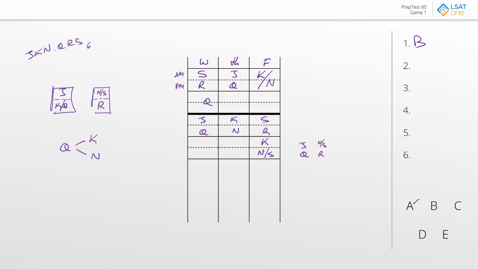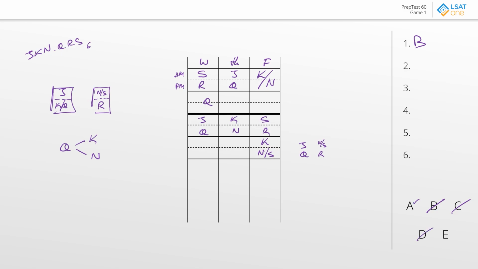Answer choice B, N is on Thursday afternoon. And actually, no, I guess that can't happen because either N is going to be over here with K on Friday, or alternatively, N is going to be in the morning with R, but it's never going to be on Thursday afternoon. Answer choice C, Q is on Wednesday morning. Well, no, Q is currently going to have to be an afternoon workshop. Answer choice D, R is on Friday afternoon. Well, no, this has to be N or S, so that's not going to fly.